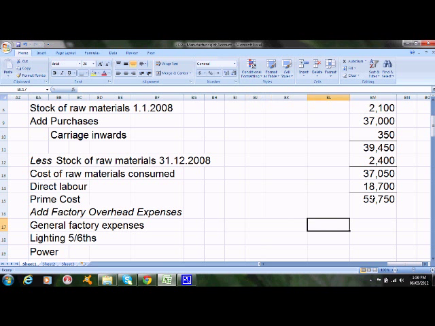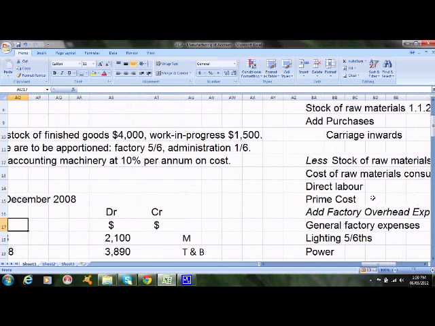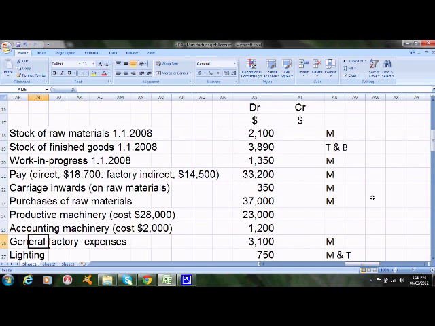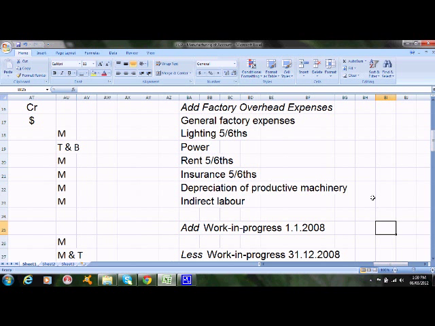Now let's work out our factory overhead expenses. General factory expenses. How much is that, friends? 3,100. Yeah, where does this come from? Let us find it right here.